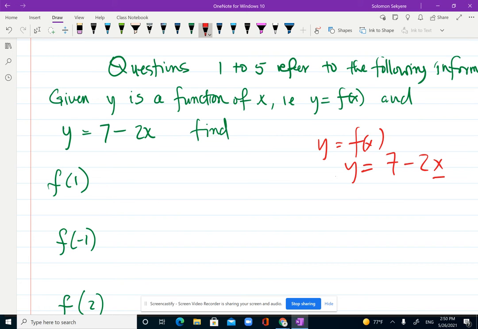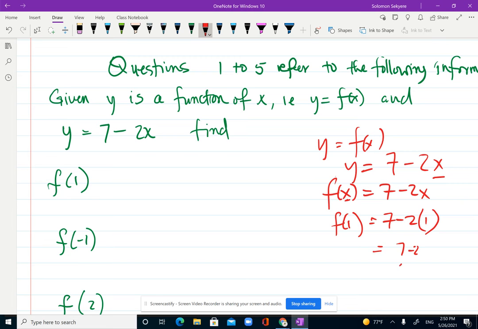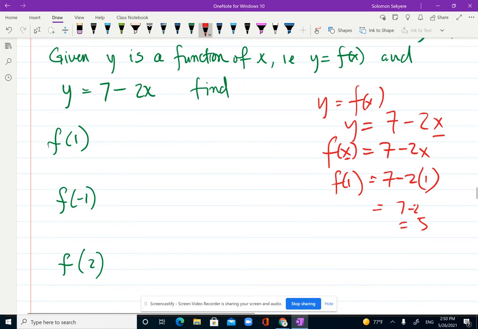y values. So if you are asked, you see how f of x is equal to 7 minus 2x. Okay? So if you are asked to find f of 1, what it means is wherever there is x, put 1 there. So it's 7 minus 2 times what? Instead of 2 times x, 2 times 1. And that will be 7 minus 2, which is 5.